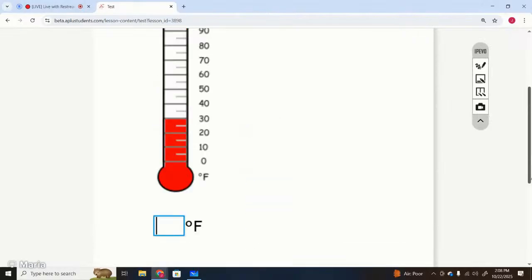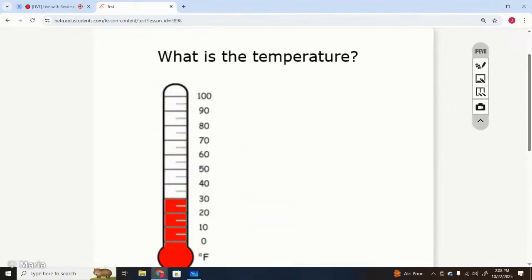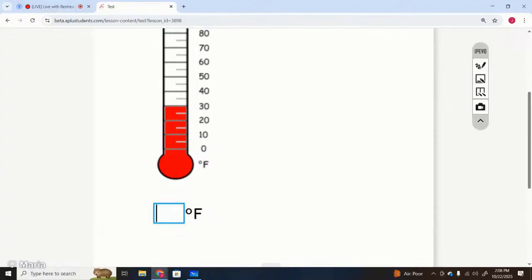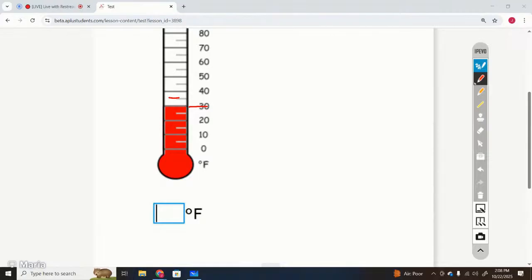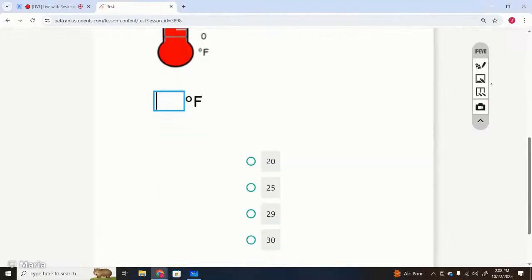Okay, what is the temperature? So the temperature is 30 degrees F. You need to match the line where the color is changing from red to white. So that is 30 degrees F. Option number 4 is the correct option.